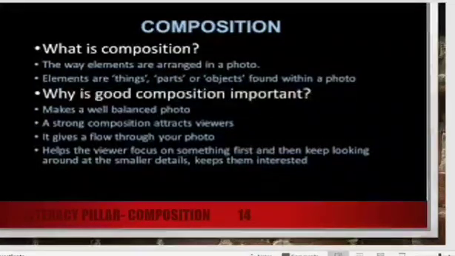Composition. What is a composition? The way elements are arranged in a photo. Elements are things, parts, or objects found within a photo. Why is good composition important? It makes a well-balanced photo. A strong composition attracts viewers. It gives a flow through your photo. It helps the viewer focus on something first and then keep looking around at the smaller details, keeping them interested.